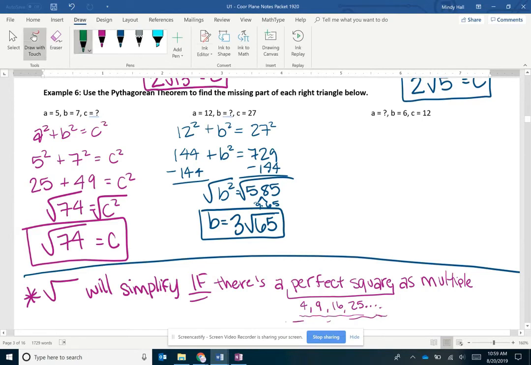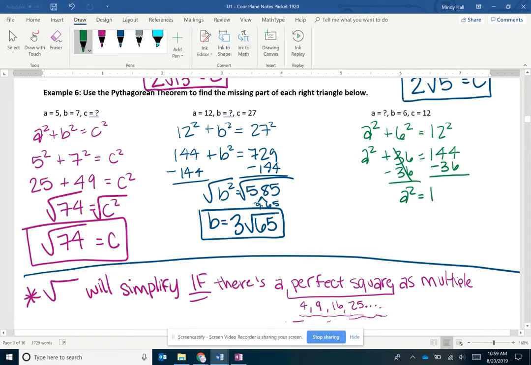All right, so then A is unknown, but again, it doesn't change that formula. Just A squared plus 6 squared equals 12 squared. So A squared plus 36 equals 144. When we subtract the 36, we get A squared equals 144 minus 36, which is 108. And then when you take that square root, A, and again, quick check, 108 divided by 4 is 27.